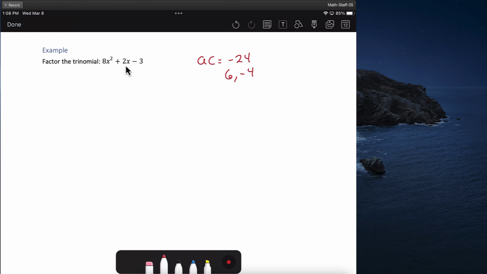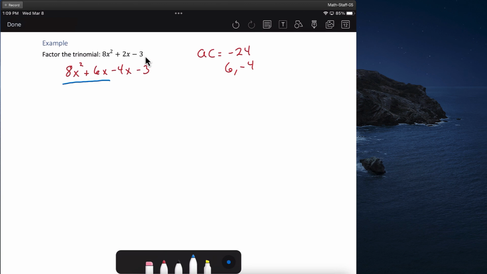So we're going to rewrite this trinomial, but instead of writing 2x, we're going to replace the 2x with 6x and -4x. 8x squared plus 6x minus 4x minus 3. Notice that 2x has been split into two separate terms, 6x minus 4x. And it doesn't matter the order that you put these in, that's up to you. Look at the first two terms and only the first two terms. What do they have in common? What is their greatest common factor?